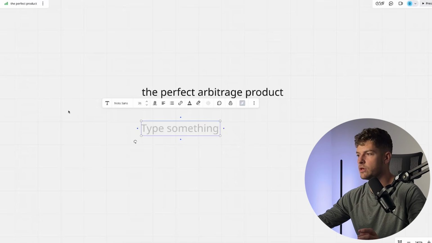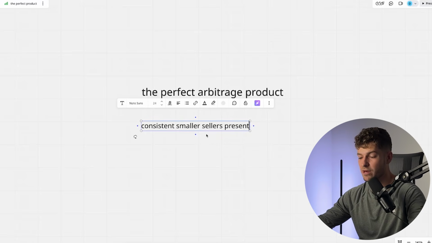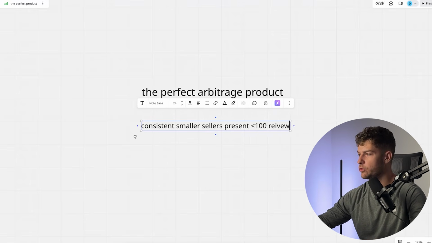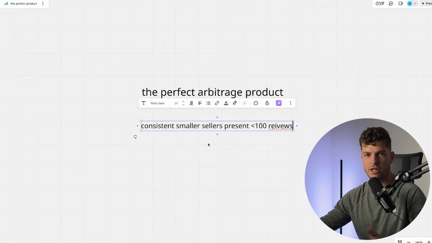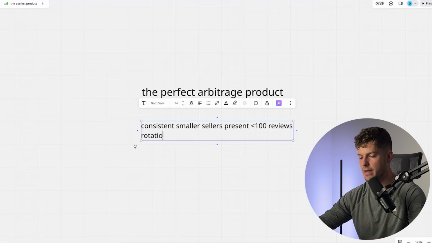But the first thing we need to go over is, what is a perfect arbitrage product? This is very, very important here because a lot of you don't know this. A perfect arbitrage product has consistent smaller sellers present. What I mean by this is you want to see listings with sellers on it that have less than like 100 reviews. If everyone on the listing has 30,000 reviews, 20,000 reviews, then that's not going to be an arbitrage listing.